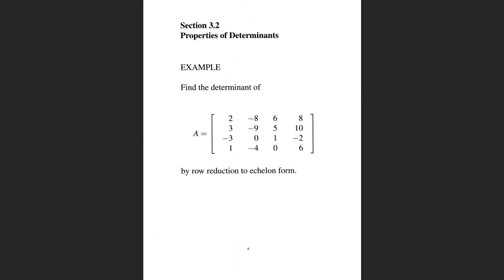Okay, take a moment to copy this example down. We've got a 4 by 4 matrix here, and it's a dense matrix. So if we were to use direct cofactor expansion from section 3.1 on that matrix, it would take a lot of time to do. We're going to find the determinant using row reduction to echelon form. So let me give you a moment to copy that down.